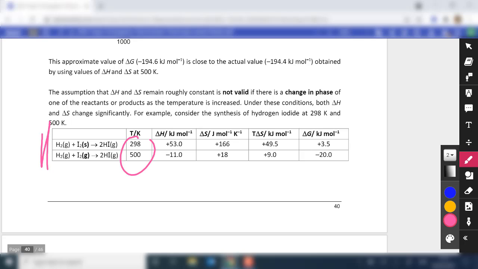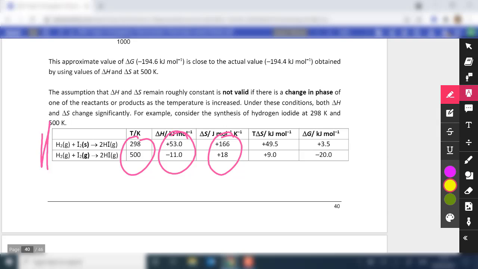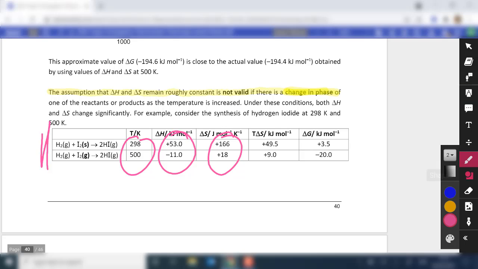So with different states, you're going to end up with very, very different values. So do take note of the change in phase. Maybe I should highlight this. The assumption that delta H and delta S remain roughly constant is not valid if there's a change in phase. So I think you need to take note of this.